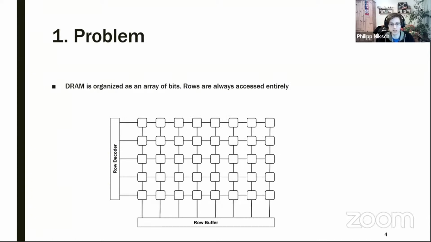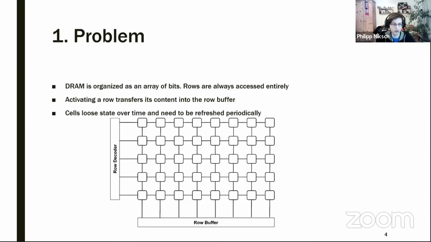DRAM organizes its memory cells as a two-dimensional array, and accesses can be performed one row at a time. When activating a row, its content is being transferred to the row buffer. The individual cells are not perfect, and they will lose their state over time. At some point, the bit cannot be read reliably anymore, and this means that the cells need to be refreshed periodically.